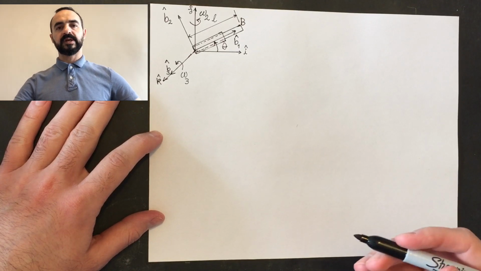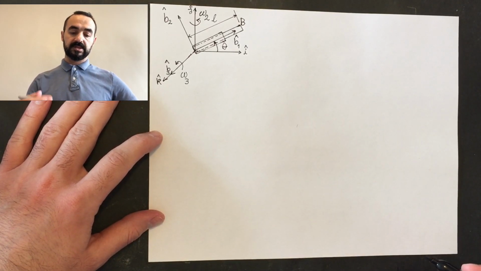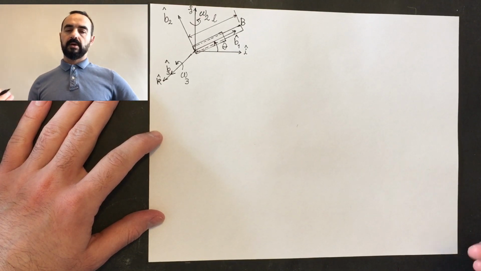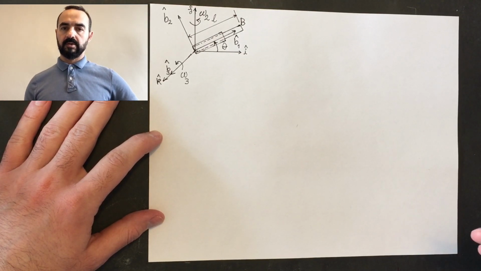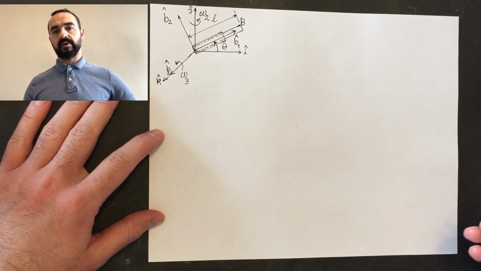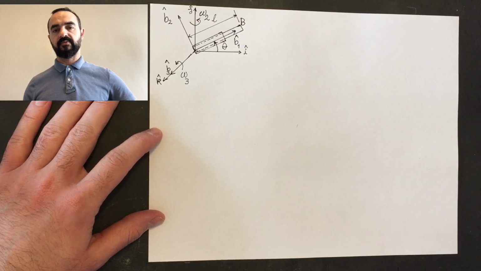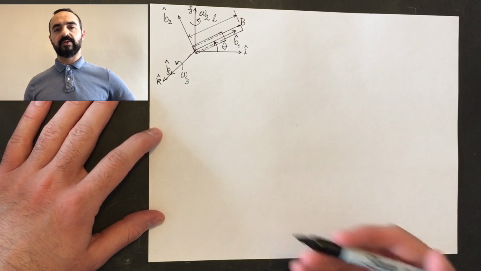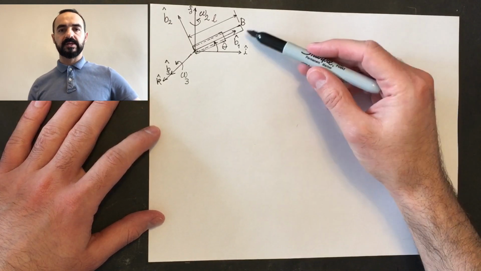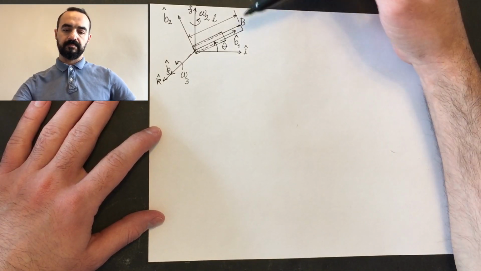All right, in today's lecture, I'm going to discuss an example where I'm going to use velocity and acceleration equations in secondary frames. In other words, I'm going to define two frames. One of them is rotating with respect to the inertial frame, and then I'm going to use that to find velocity and acceleration for this point B.